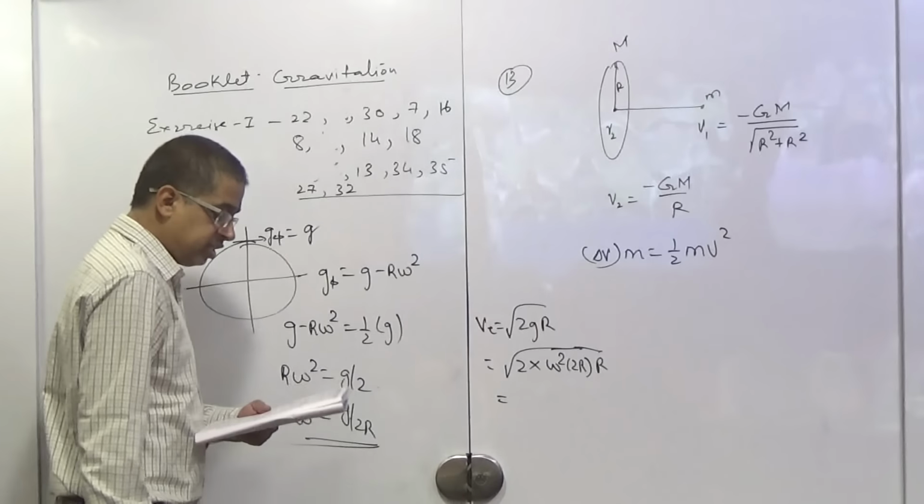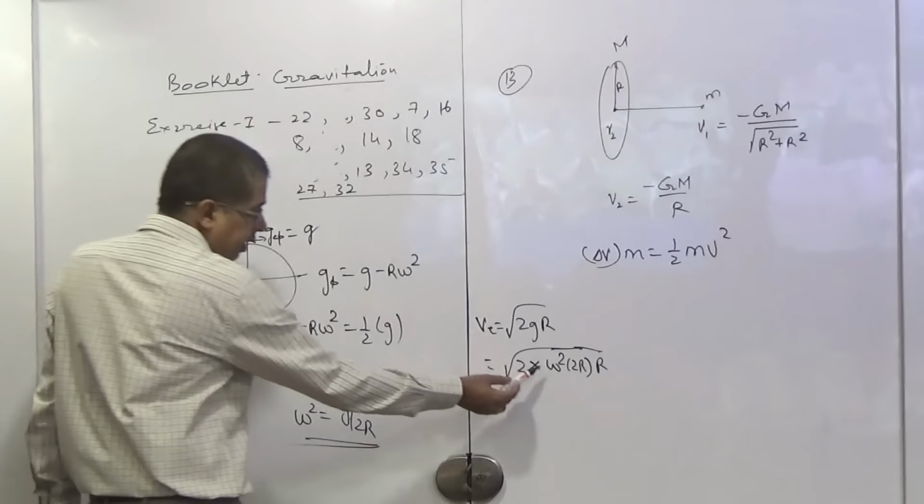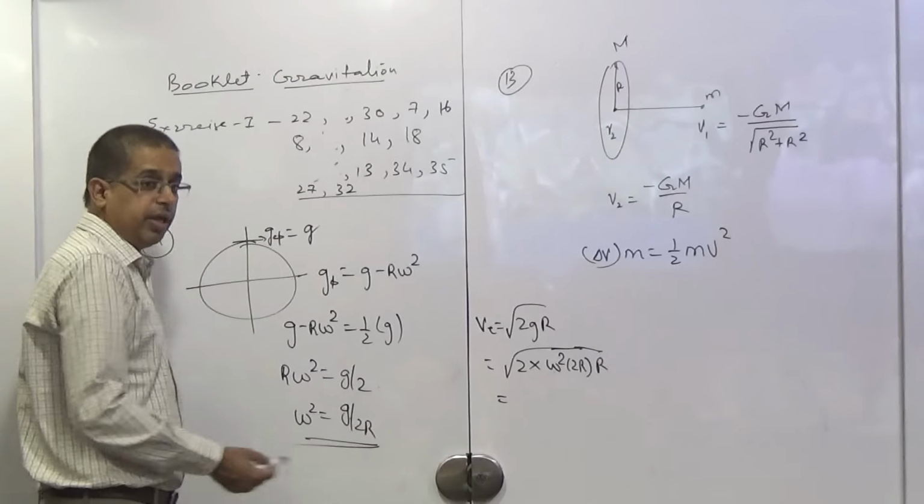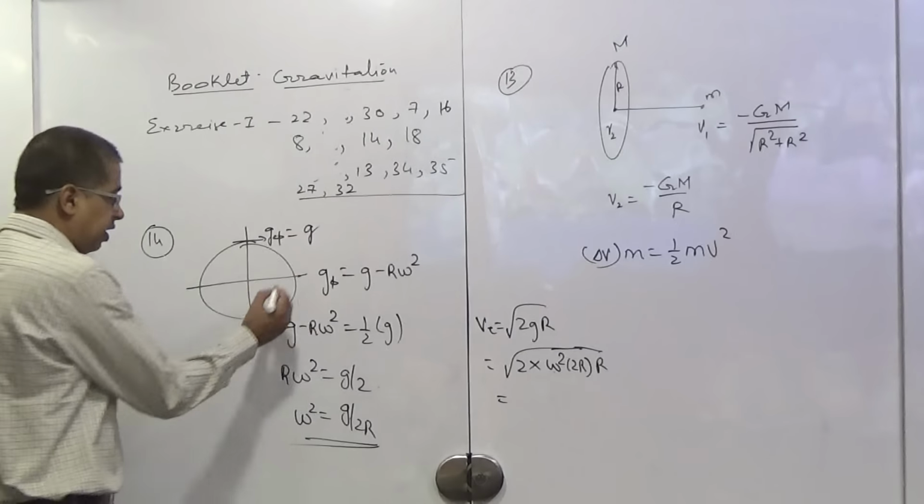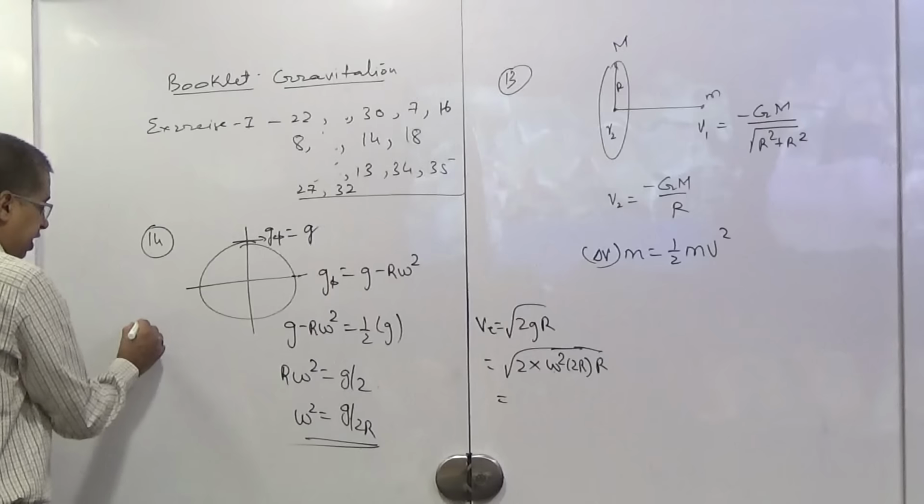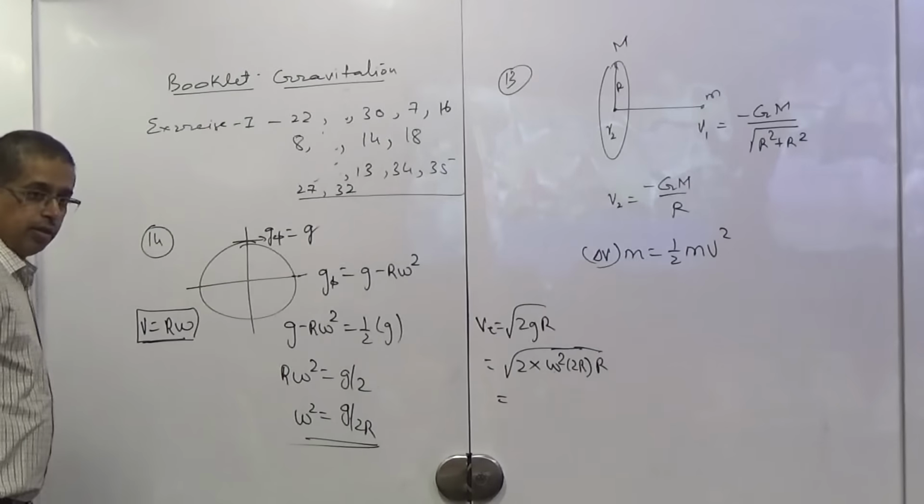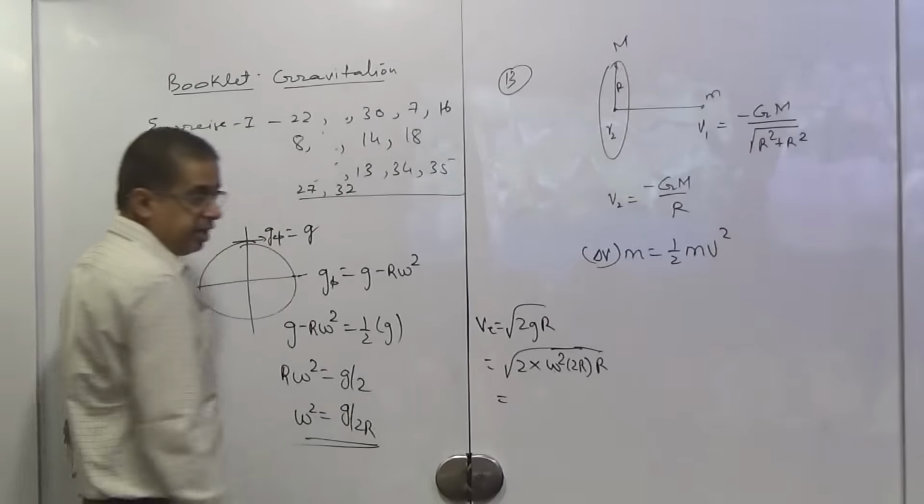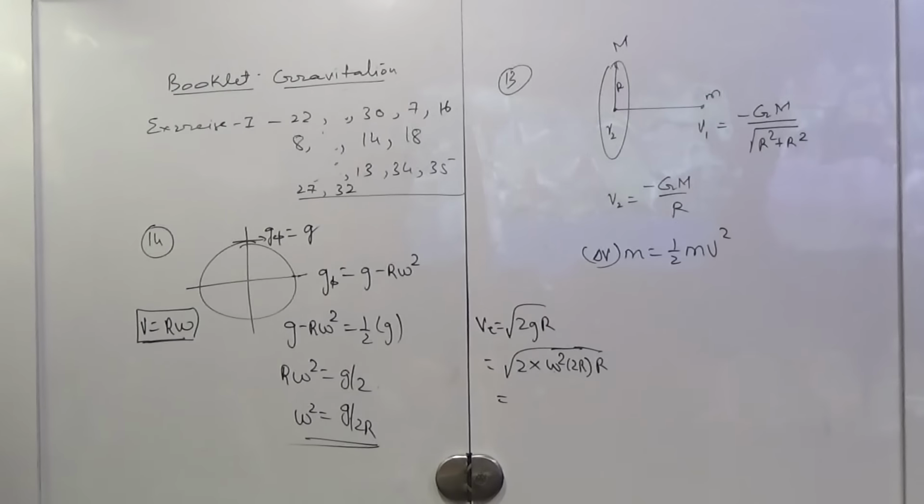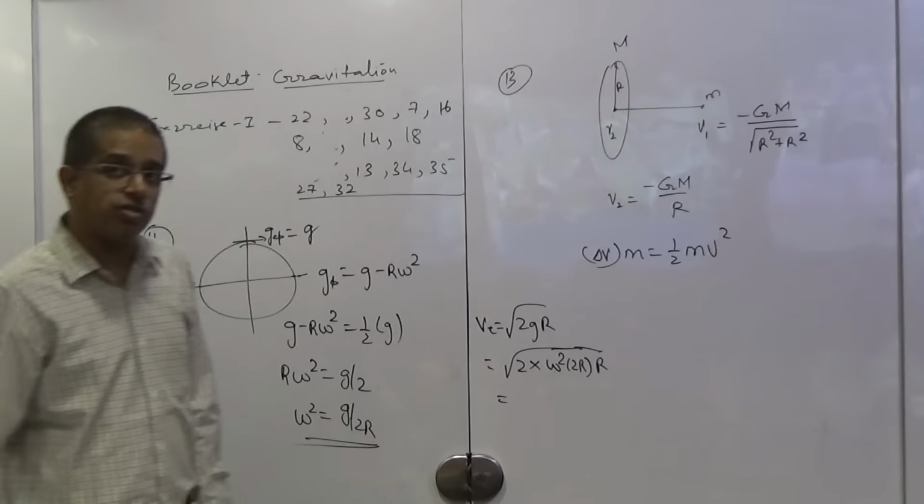Velocity of a point on its equator is v. Don't get it in terms of omega, get it in terms of v. He wants it in terms of v. Velocity of a point on the equator v is r omega. Eliminate omega, get it in terms of v. That is the 14th question.